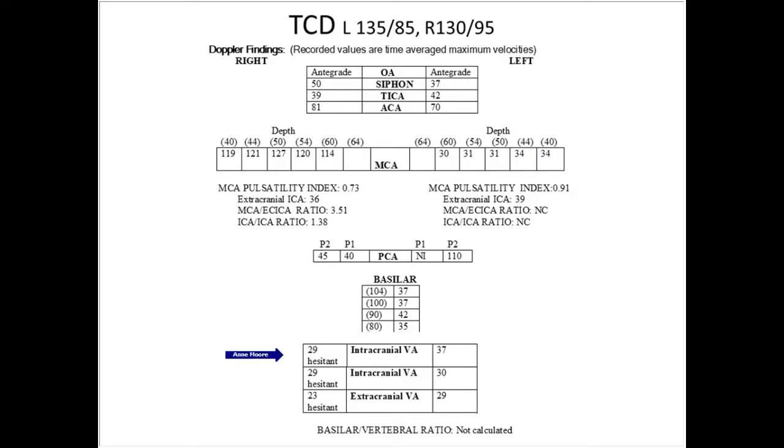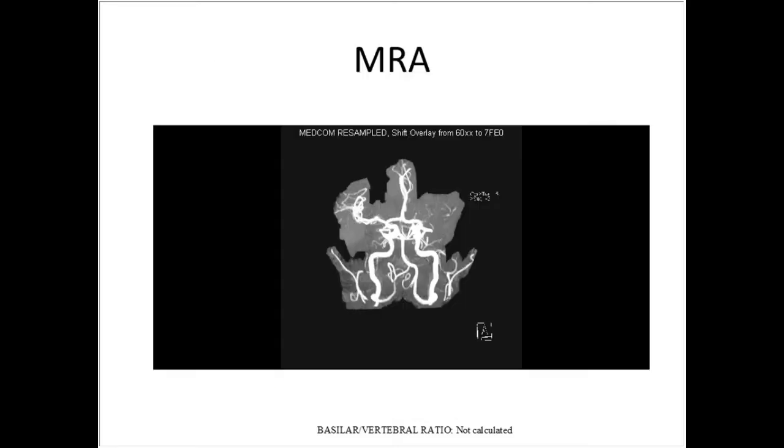Her right vertebral is hesitant, and so that's why we took the bilateral blood pressures, and we see there's no gradient. So we felt that this was due to a non-dominant vertebral. An MRA confirmed the left MCA occlusion as well as the non-dominant vertebral.